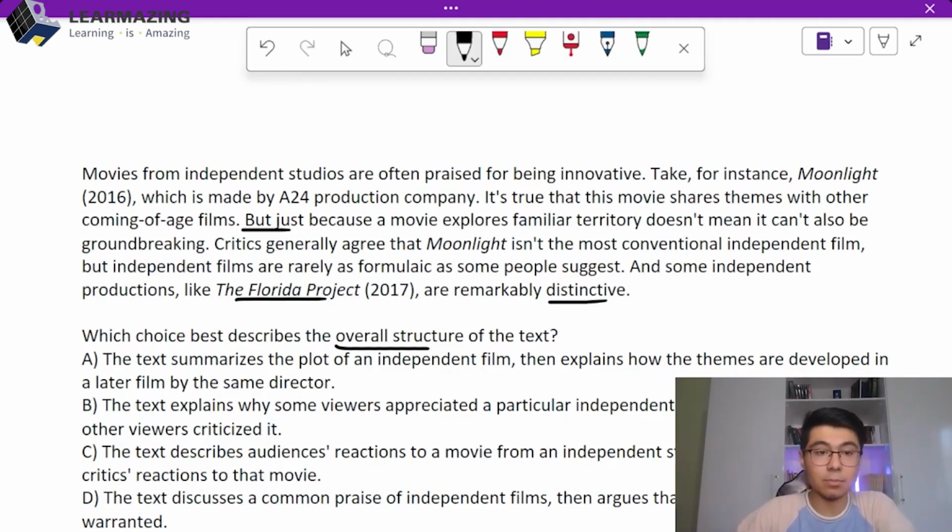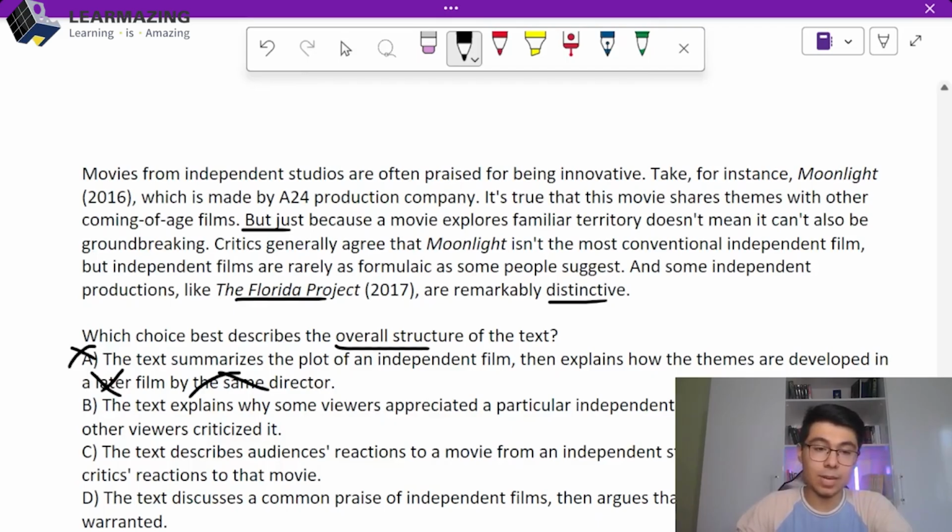Choice A, the text summarizes the plot of an independent film, then explains how the themes are developed in a later film by the same director. Well, A is wrong because the text doesn't even summarize any plots or discuss later films by the same director, so that's why A is wrong.